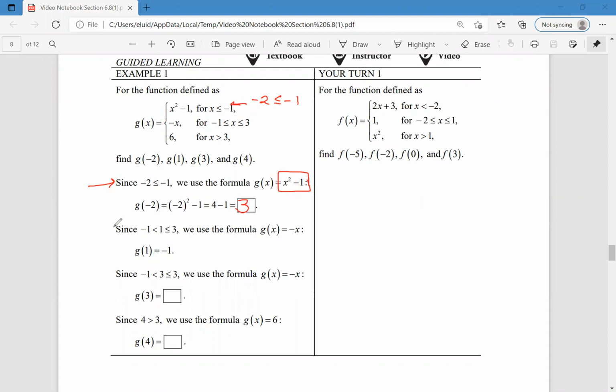Now the next one, g of 1. 1 belongs to this sort of middle interval because 1 is between -1 and 3. So we'll plug it into this little formula, -x. So g of x equals -x. That means g of 1 equals -1. That's it. Then we get to do g of 3.